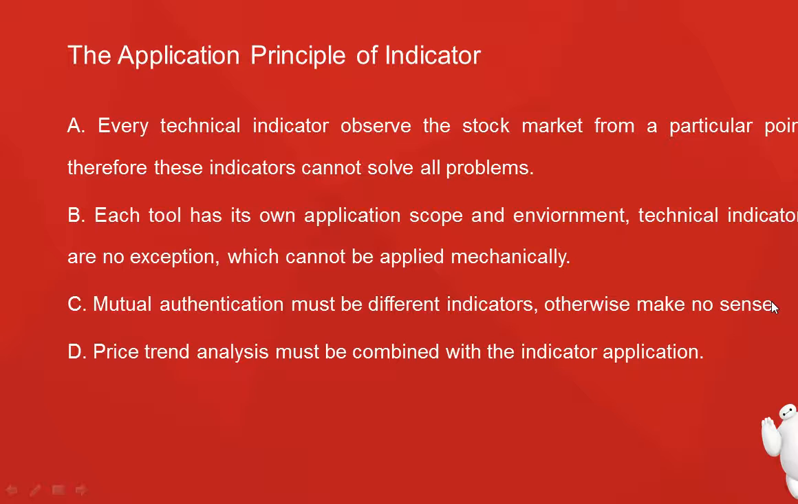The application principle of indicators has four factors. The first one: every technical indicator observes the stock market from a particular point, therefore these indicators cannot solve all problems. Just now I taught you how to use KDJ, but you cannot use KDJ to earn 100% profit. The next one: each tool has its own application scope and environment, so technical indicators are no exception and cannot be applied magically. The next one, mature strategy: price trend analysis must be combined with the indicator application. So this is the principle.